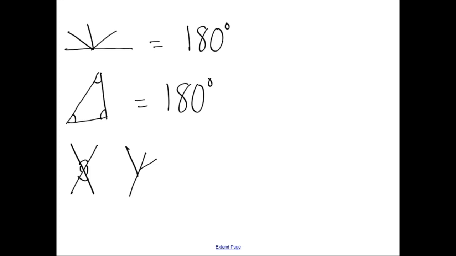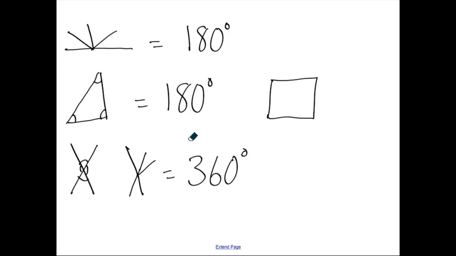apologies, that didn't go quite into the right place. If they are around a point, no matter how many there are, they will all equal 360 degrees. And that's the same for any quadrilateral as well. Any 4-sided shape, squares and rectangles are obviously nice and easy because they generally use right angles. They would also equal 360 degrees as well.